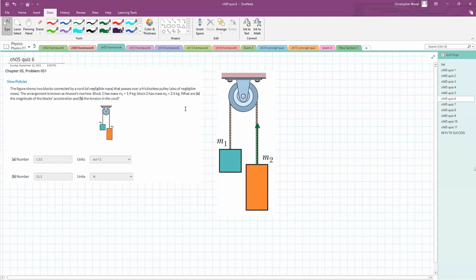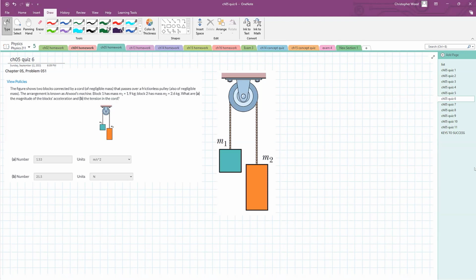We have a pulley. This negligible mass cord passes over a pulley, connects M1 and M2 as shown. The arrangement is known as the Atwood machine. Block 1, we know the mass of block 1. We know the mass of block 2. What's the acceleration? What's the tension in the cord?